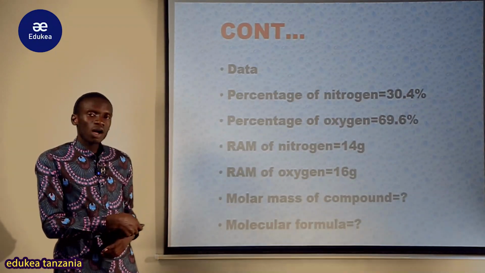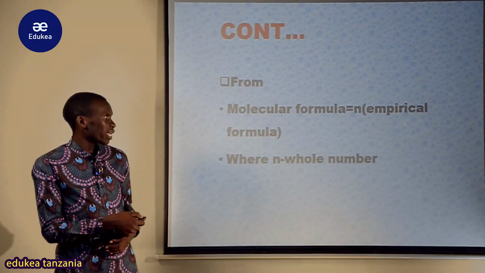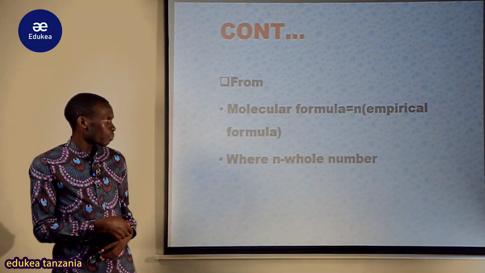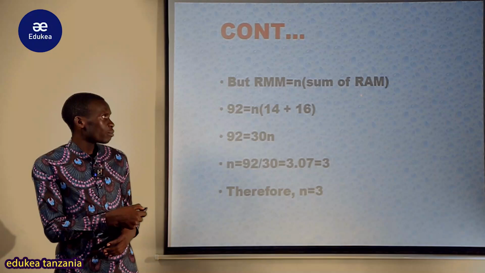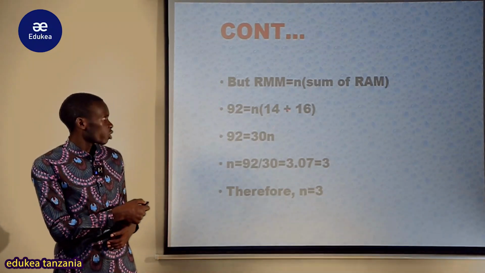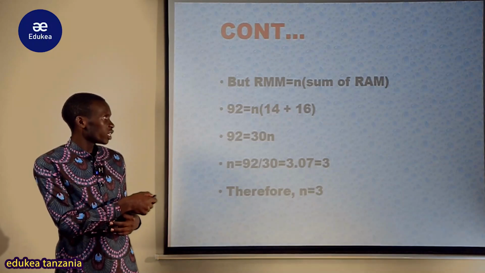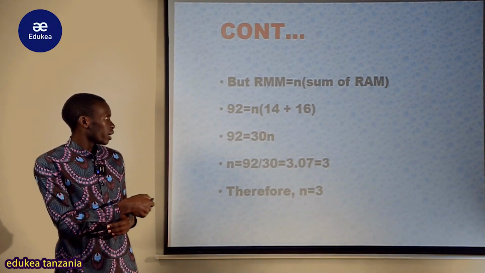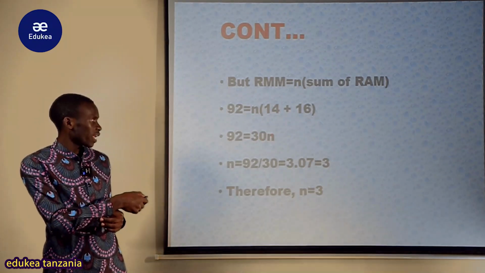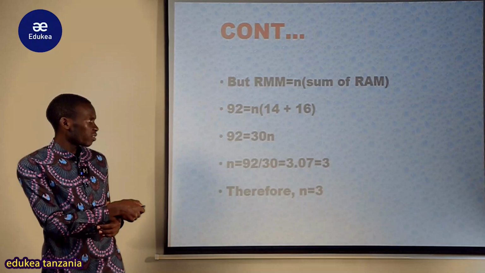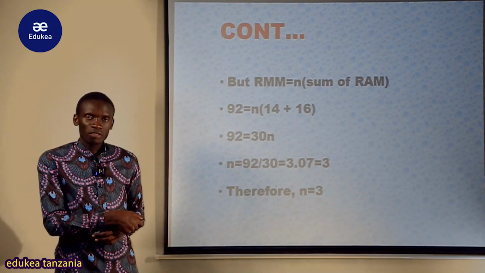Then we require the molecular formula. Molecular formula is equal to n times empirical formula. To determine n, relative molecular mass is equal to n times the sum of relative atomic masses: for nitrogen 14, for oxygen 16. N will be equal to 92 over 30. Adding here you get 30, which is 30n. So n is 92 divided by 30, which is 3.07, approximate to 3. Then n is equal to 3.